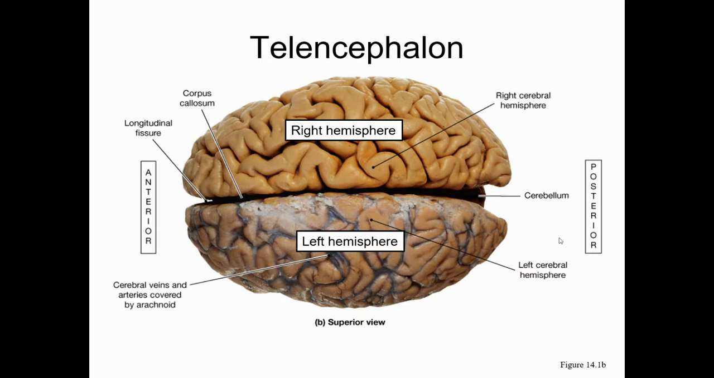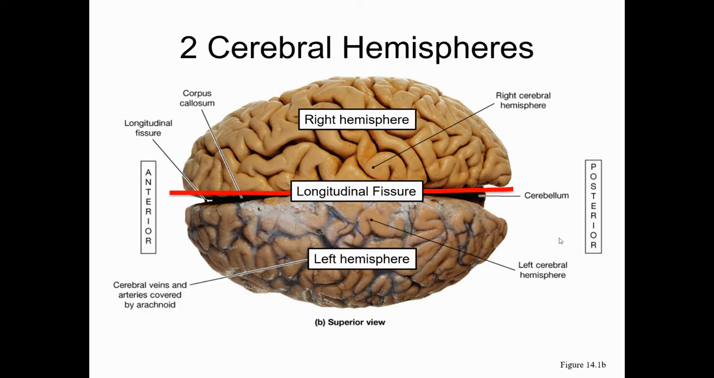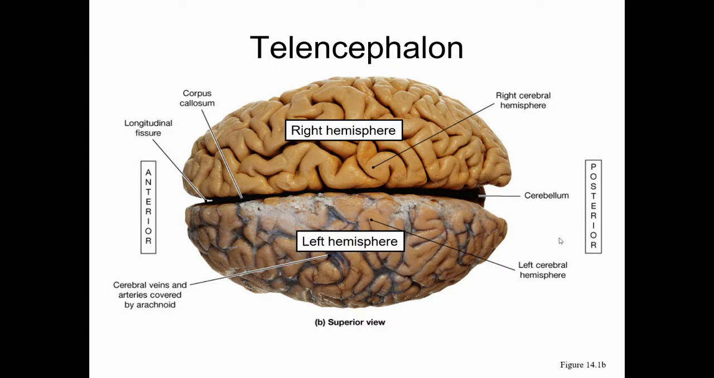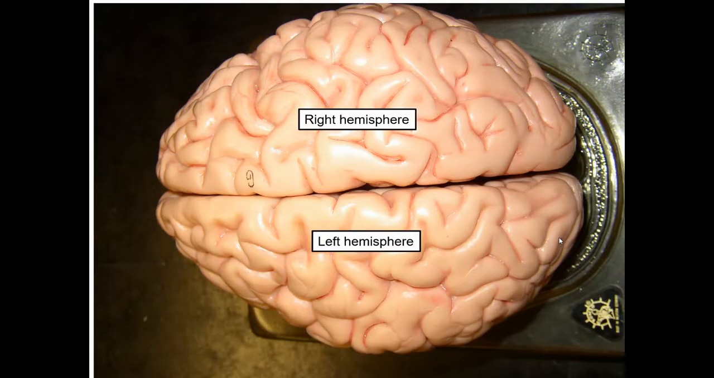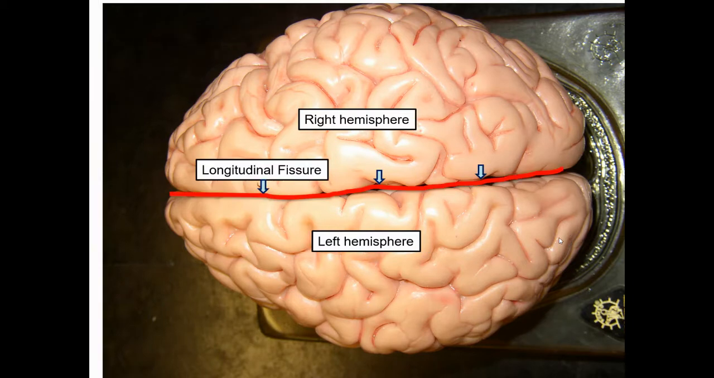Well, if you look at it, it's sort of sphere-shaped. And then it's divided into half, or 2 hemispheres. So we have a right hemisphere and we have a left hemisphere. And what separates the hemispheres is the longitudinal fissure. A fissure is a deep groove, and so you can see this deep groove right here. Same thing here on our brain model.